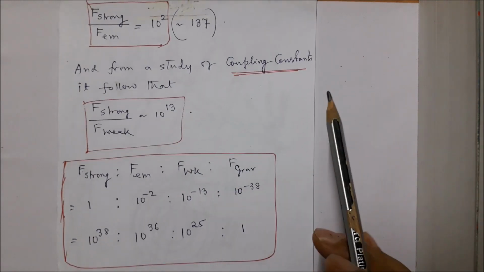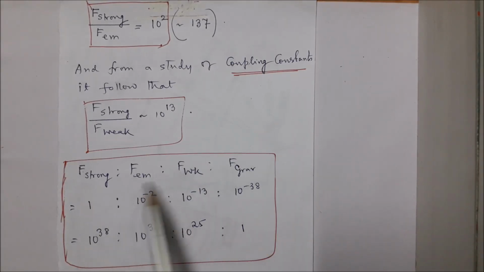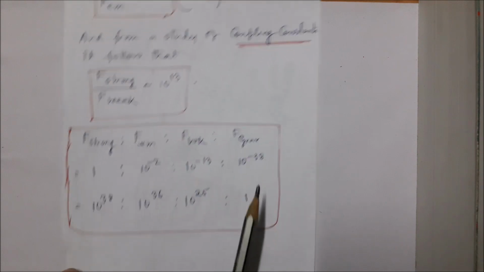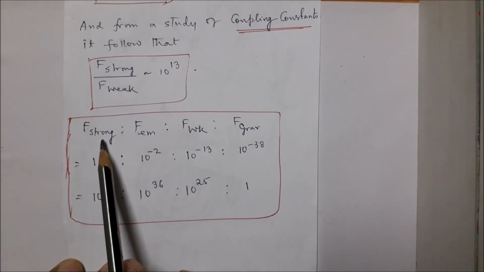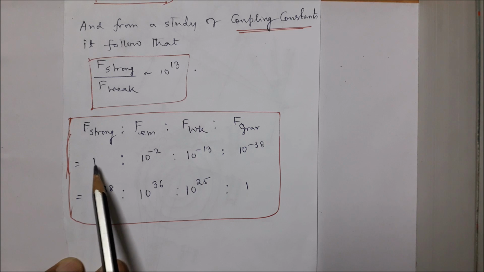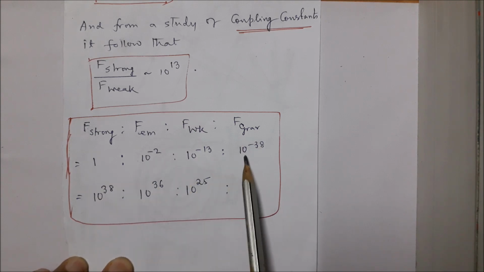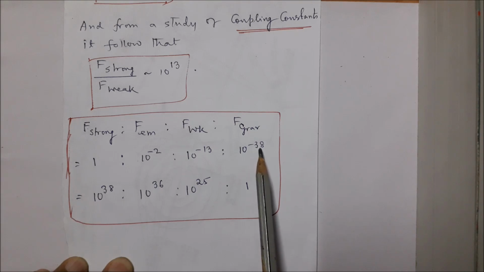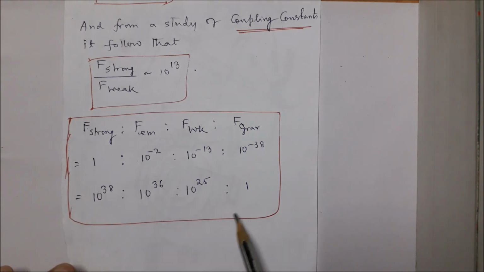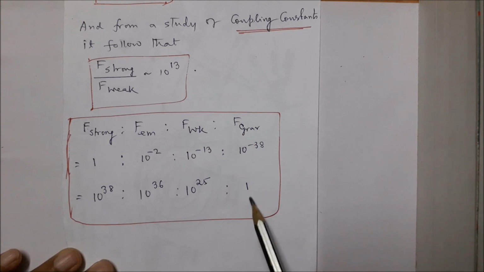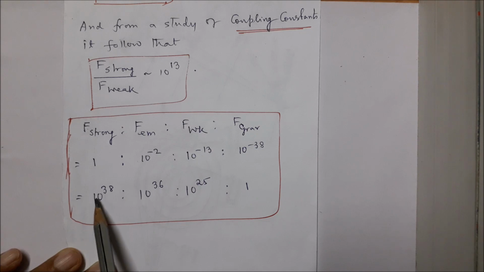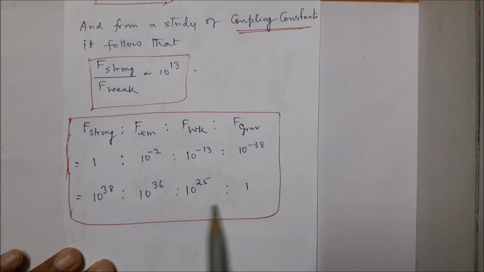Let us put together all the results regarding the strength of the 4 interactions. We have this ratio. If we take strong interaction to be 1, then the gravitational interaction is weaker, and it is of 10 raised to the power minus 38. And things can be rewritten taking force of gravitation to be 1, and if we do that, we'll have 10 to the power 38 for strong interaction, the other interactions lying in between.